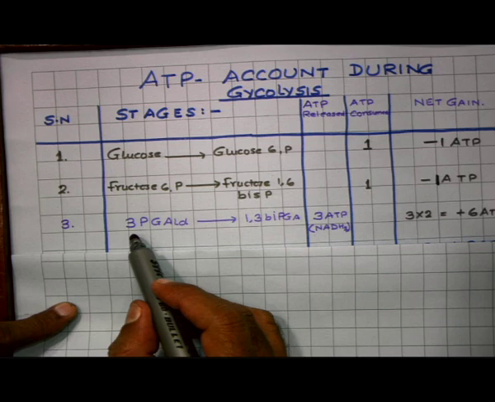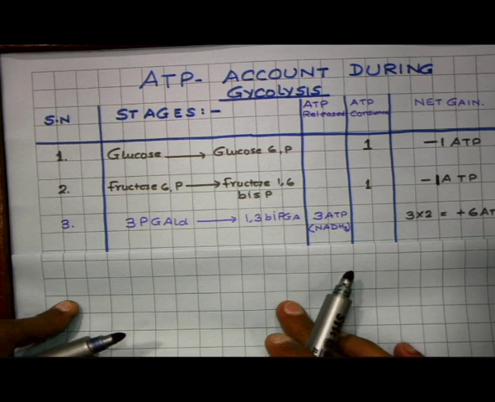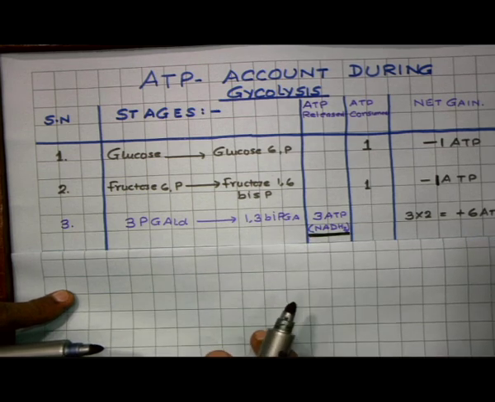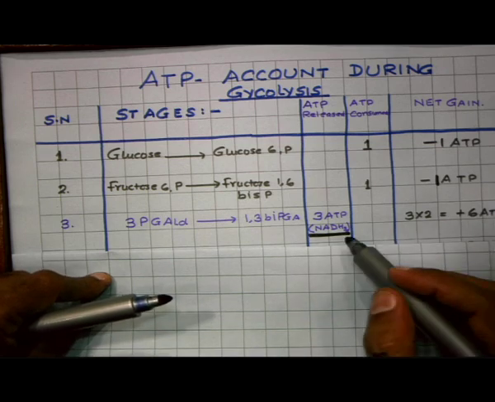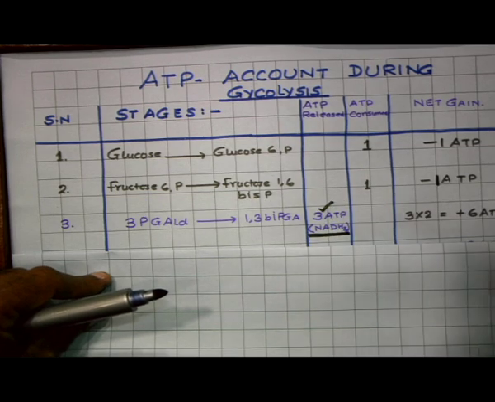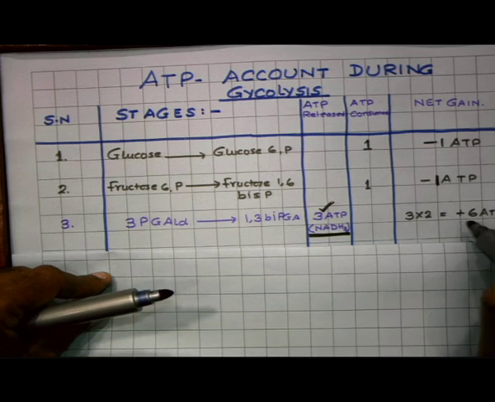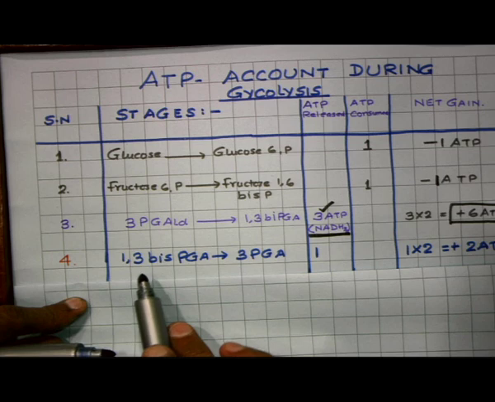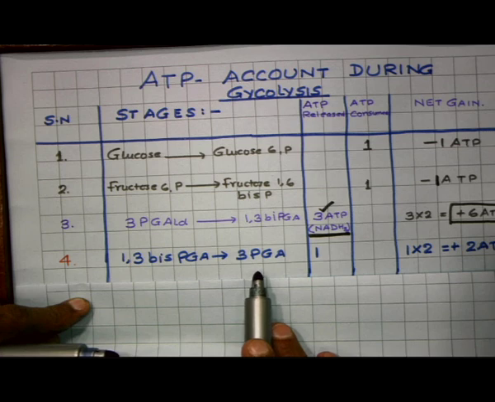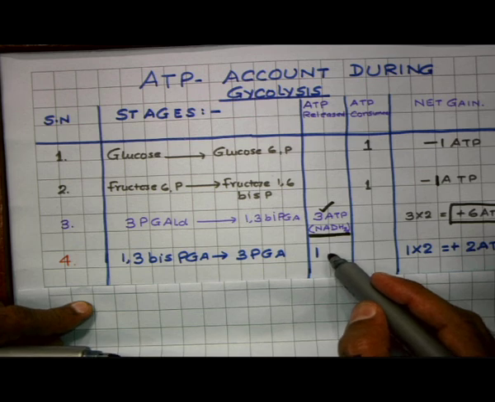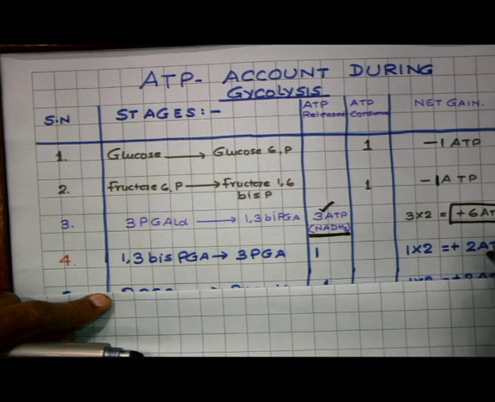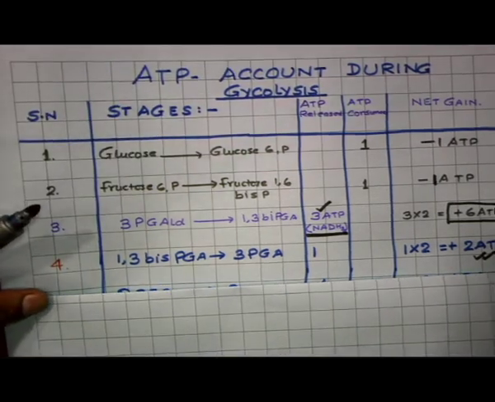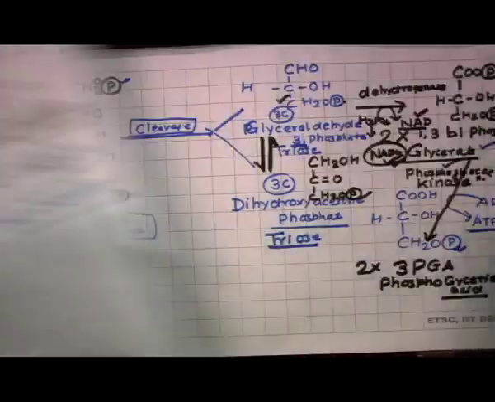We have already discussed that at the time of conversion of 3 phosphoglyceraldehyde into 1,3 bisphosphoglycerate, 2 molecules of NADH2 are released. One NADH2 releases 3 ATP, so 3 into 2, 6 ATP will be formed in the later stage of oxidative phosphorylation. The next stage, 1,3 bisphosphoglycerate converted into 3 PGA, released 1 ATP. In the form of 2 molecules, 1 into 2, there is a gain of 2 ATP. So, these are the steps where ATP is consumed and released.